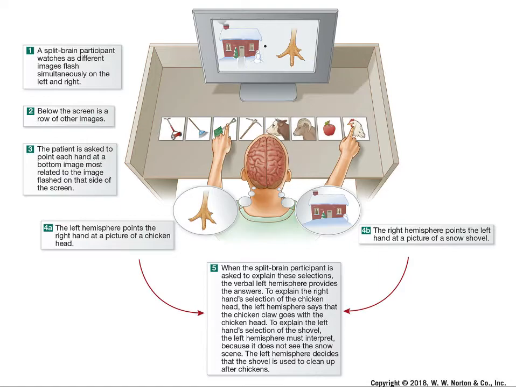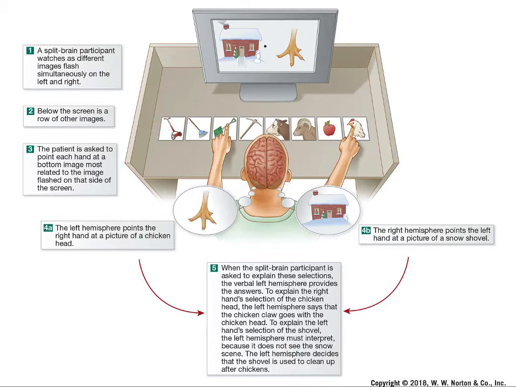Here, a split brain participant watches as different images flash simultaneously on the left and right. Below the screen is a row of other images. The patient is asked to point each hand at the bottom image most closely related to the image flashed on that side of the screen. The left hemisphere points the right hand at the picture of the chicken. The right hemisphere points the left hand at the picture of a snow shovel.